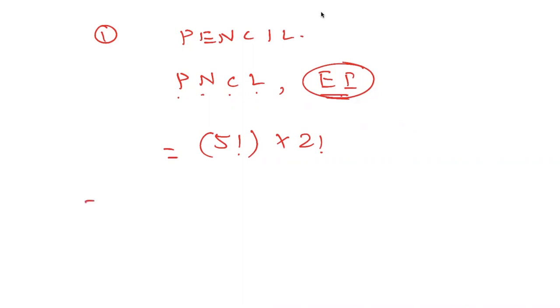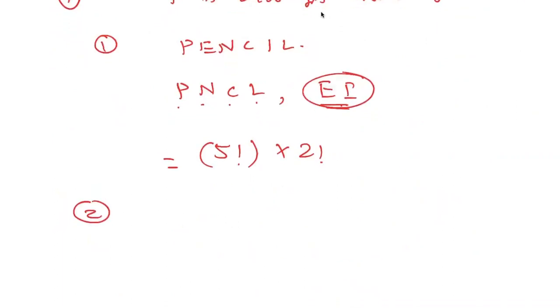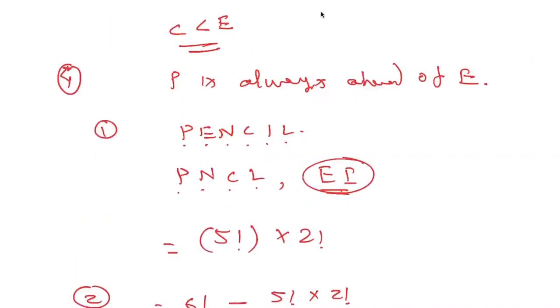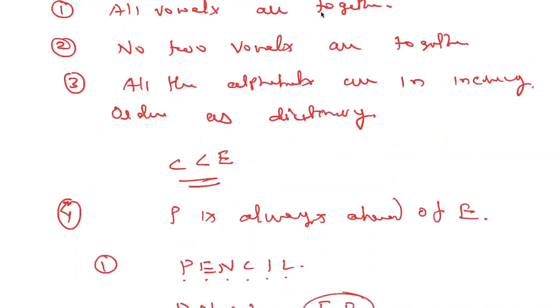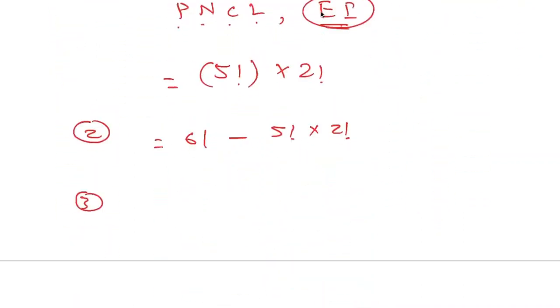And the second question was no two vowels are together. Obviously, only two vowels we have. So 1, 2, 3, 4, 5, 6. Total is factorial 6, and I'm subtracting the case when the two vowels are together, right? And the most beautiful case is the third case, when all the alphabets are in increasing order as in a dictionary, right?